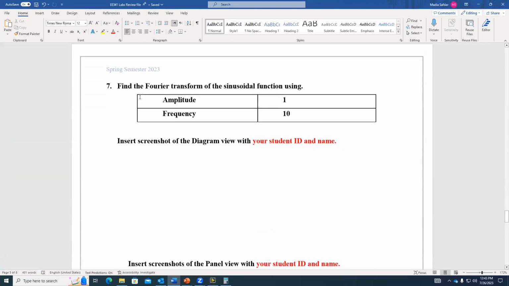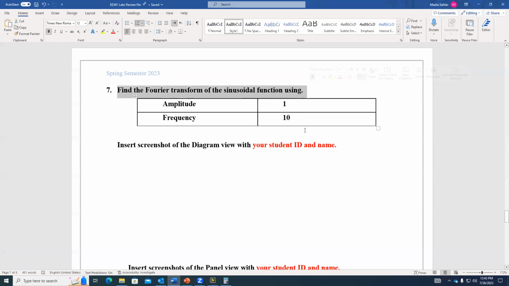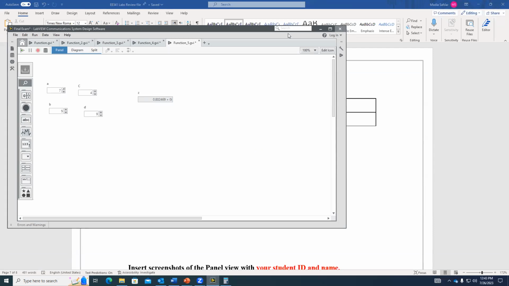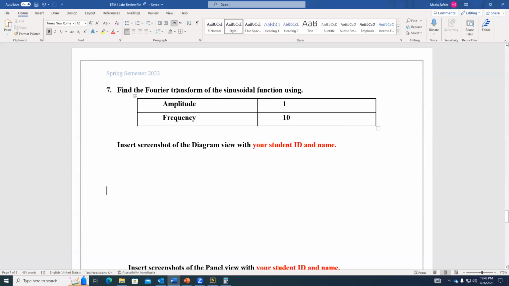Now, the next question is to find the Fourier transform of the sinusoidal signal. This is your lab 4. This is a very easy question. Okay, how will we solve it? So find the Fourier transform of a sine function.